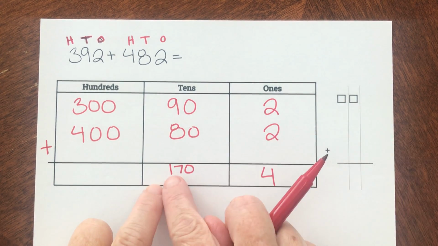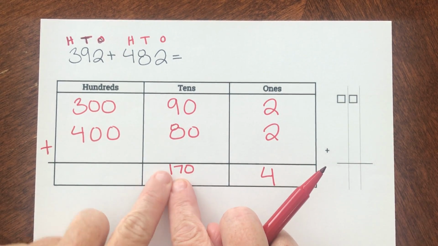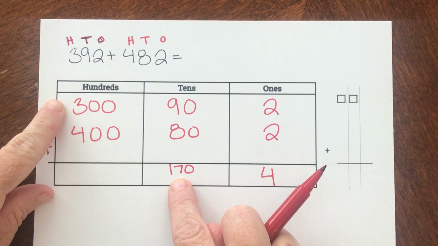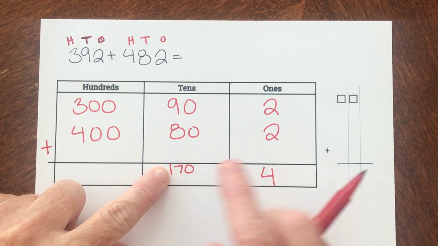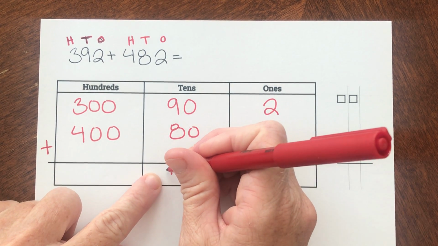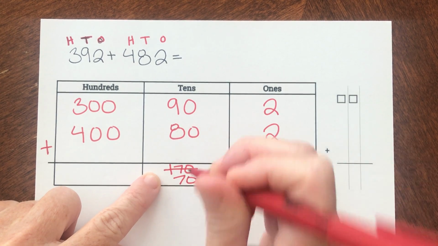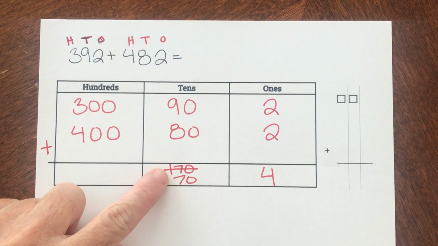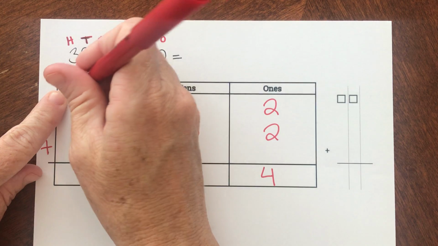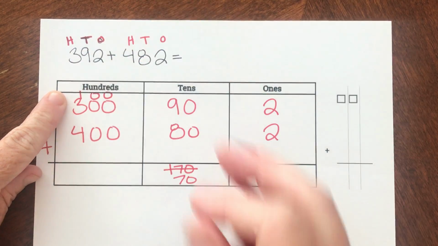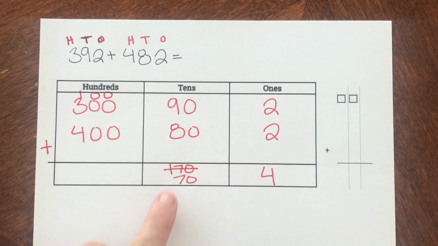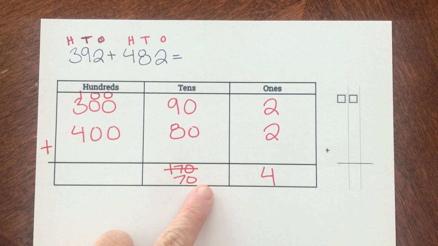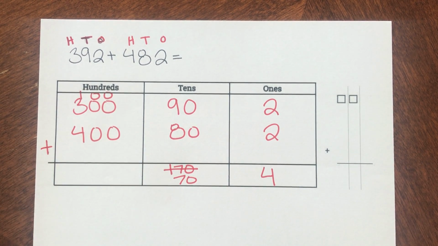Because if I have 100 here, shouldn't the 100 go in the hundreds column? The 100 needs to go in the hundreds column. So I'm going to take this 100 away. If I take 100 away, I'm only left with 70. And I'm going to take this 100 and put it in the hundreds column, because this is where the hundreds need to be. So this 170, I'm going to only leave the 70 and put the 100 there.